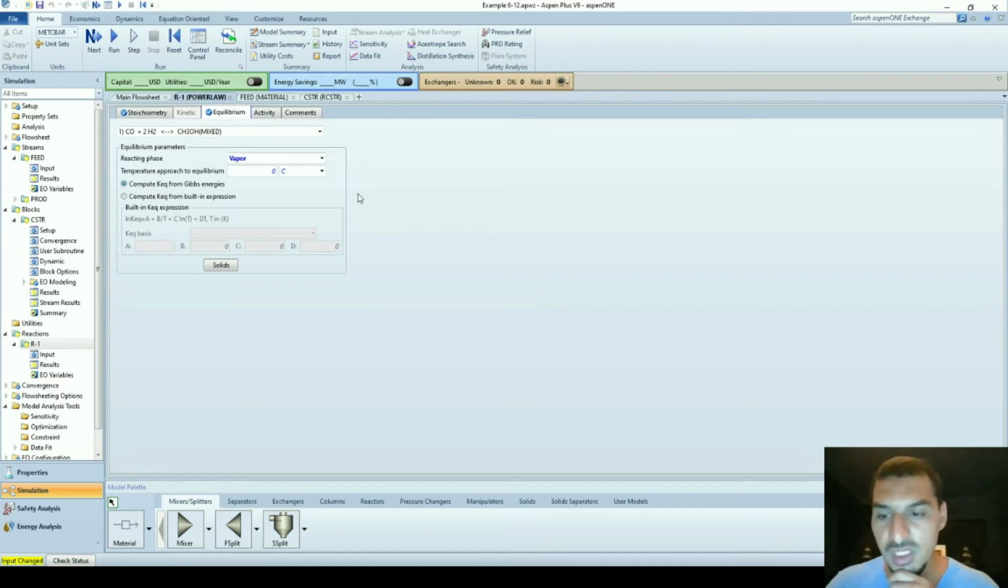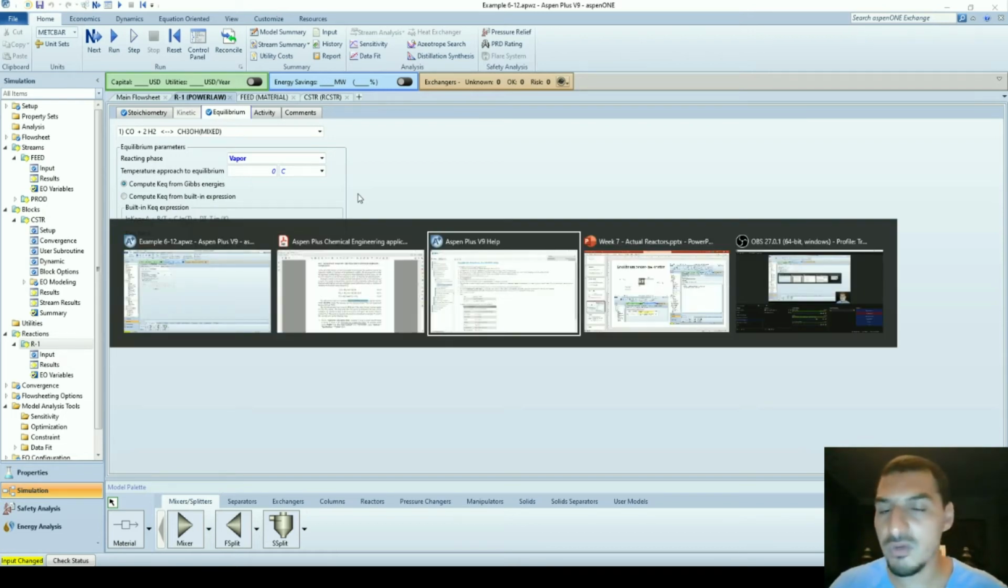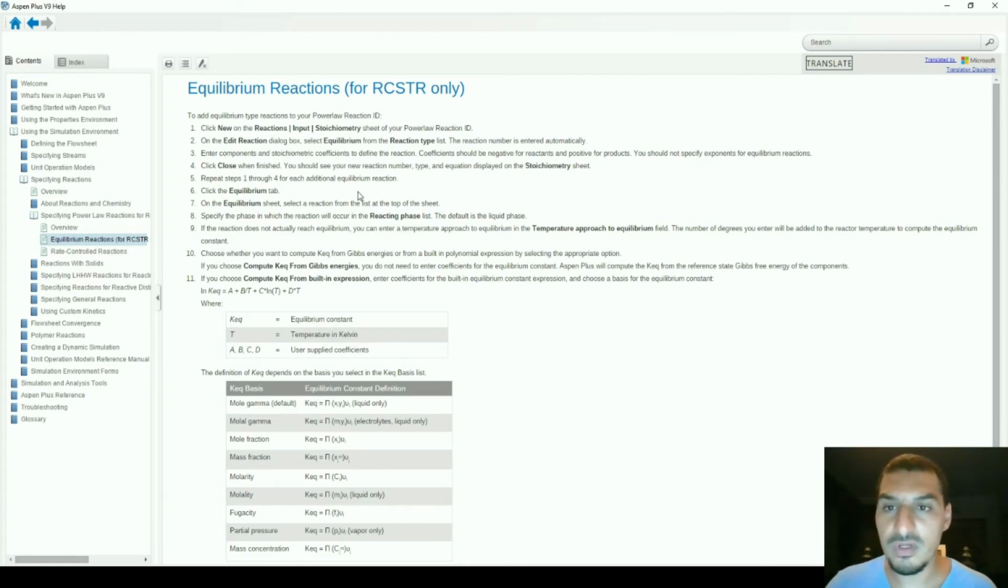There is one detail that is important to notice here: when you go for equilibrium reactions for a rigorous reactor, it can be performed only in a CSTR. This is the reason I'm doing the gas phase reaction in a CSTR, because the equilibrium reaction cannot be done in a PFR. The reason is not mentioned here in the help, but my intuition is that the equilibrium reaction is a one-step reaction. You let the reactants in the reactor, and they will reach the equilibrium once they are there.